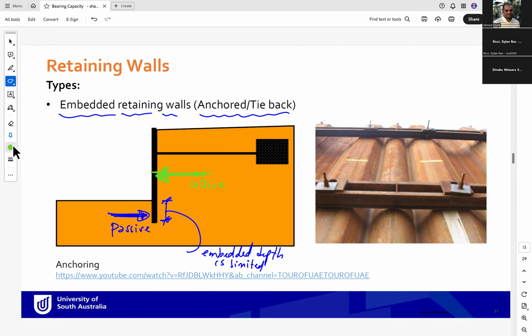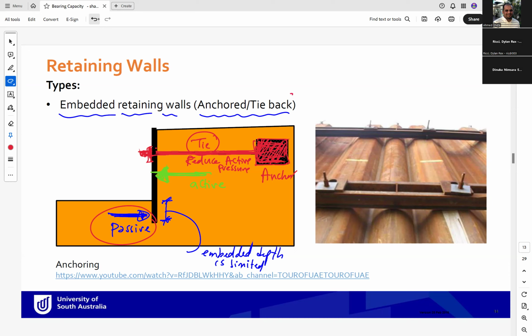Okay, so what we need to do is add this tie and this anchor. So we have an anchor and tie, and this will be connected to the wall from this side, for example. This tie will help reduce the active pressure. If the tie reduces the active pressure, this will help the passive pressure to balance with the active pressure.